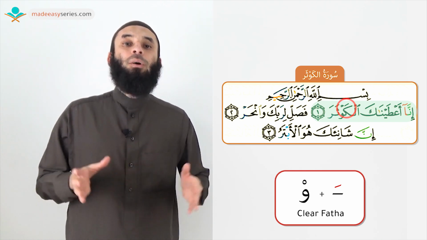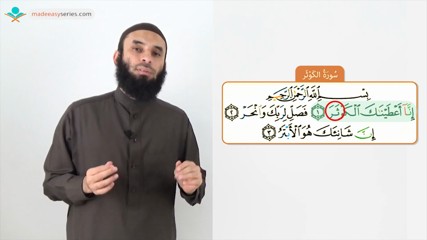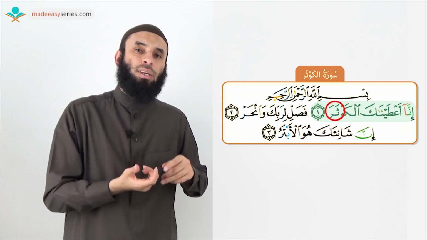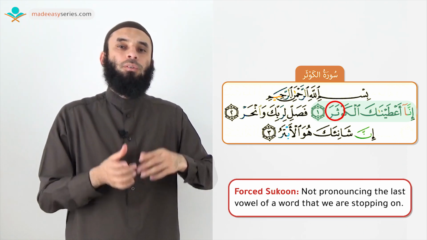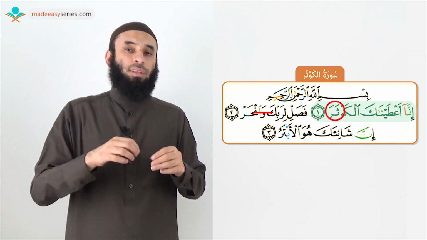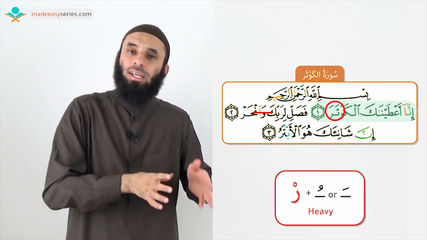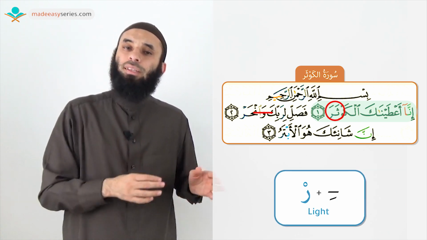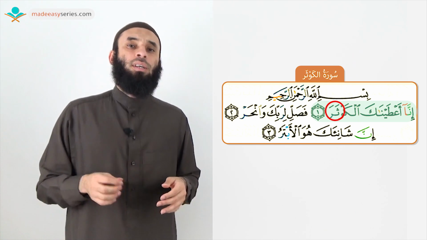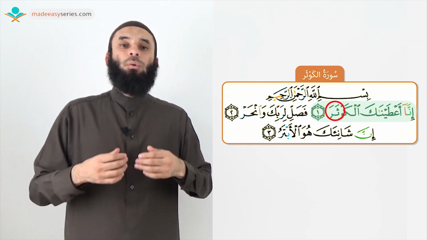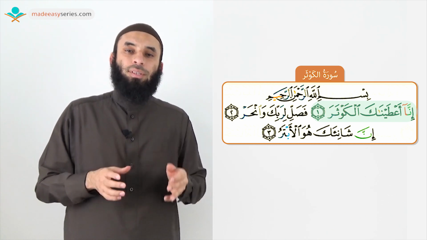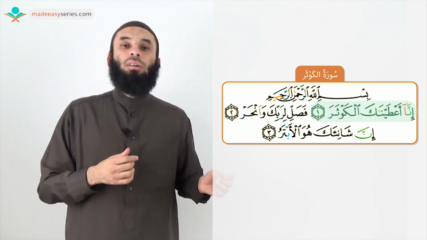أعطيناك الكوثر. Then we have Ra at the end with a fatha. Because Ra is the last letter of the word that we're stopping, this is considered to be a forced sukun. So to know if Ra is heavy or light, we look at the letter before it. Now if the letter before is a fatha or dhamma, we make the Ra heavy. If it's kasra, we make the Ra light. The letter before it has a fatha. So الكوثر. ثر and not ثر. إنا أعطيناك الكوثر. Ra heavy.